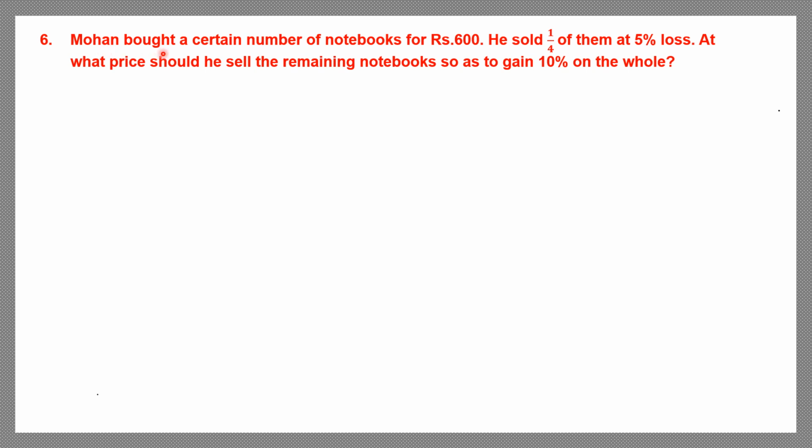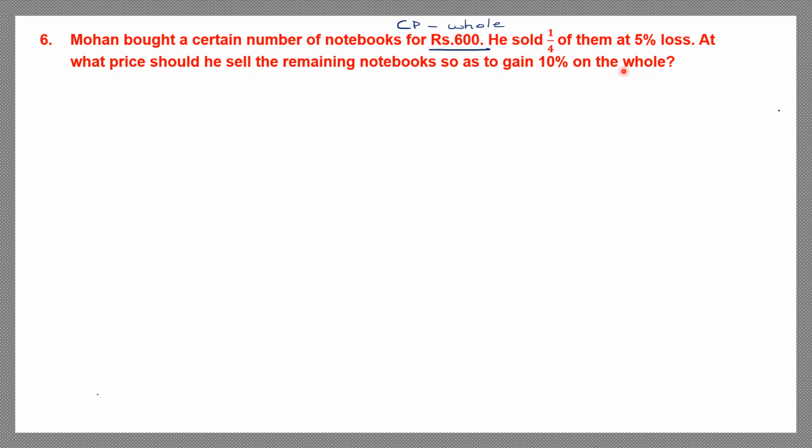Question 6. Mohan bought a certain number of notebooks for 600 rupees. He sold one-fourth of them at 5% loss. At what price should he sell the remaining notebooks so as to gain 10% on the whole? So here we have Mohan bought a certain number of books for 600 rupees. That means this is the cost price of the whole lot of notebooks. Now here they're talking about he sold one-fourth of them at 5% loss. At what price should he sell the remaining notebooks so as to gain 10% on the whole?